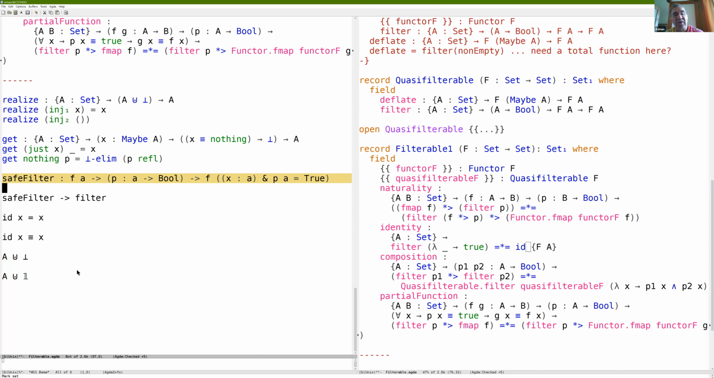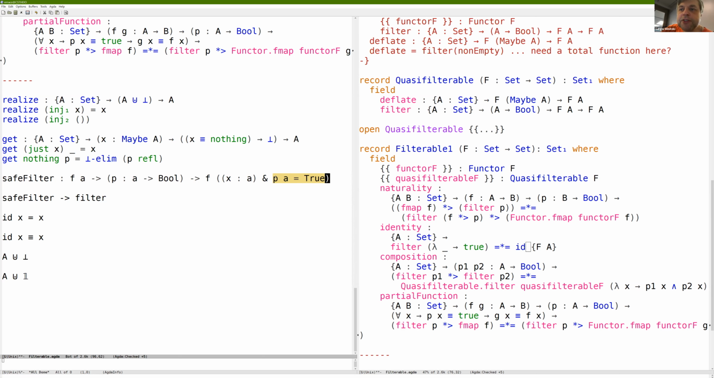Although maybe if you start with safe filter and you have this proof that something is true for an element, maybe there's a way to filter on the result of this and manipulate the Booleans explicitly. I don't know. I will have to wait for inspiration.